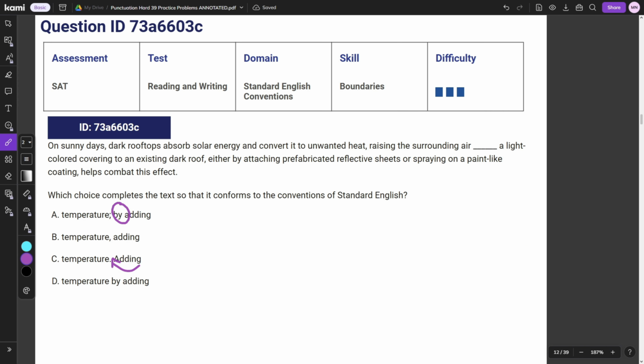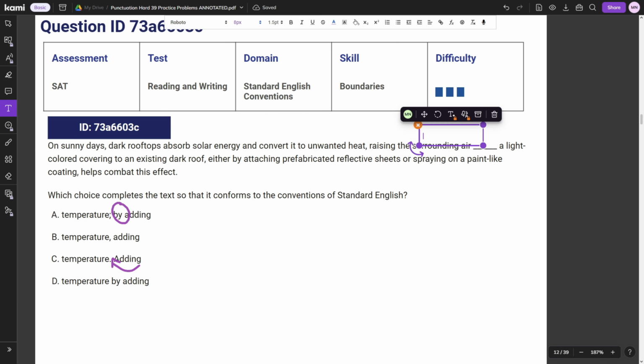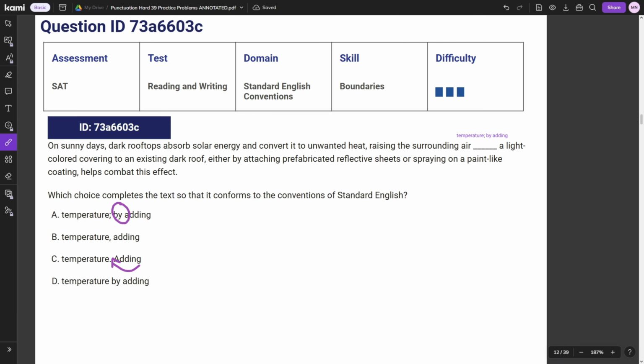So whenever we can't cross something out, our next best step is to just plug in the answer choices. And we want to plug in A and C first. So let's go ahead and plug in A. Alright, I went ahead and plugged in A. Our punctuation is a semicolon, which means that everything before the semicolon needs to be a complete sentence. It needs to have a noun and a verb. And everything after also needs to be a complete sentence. It needs to have a noun and a verb. So let's go ahead and find our noun and verb. Dark rooftops, that's going to be our noun. And absorb is going to be our verb.